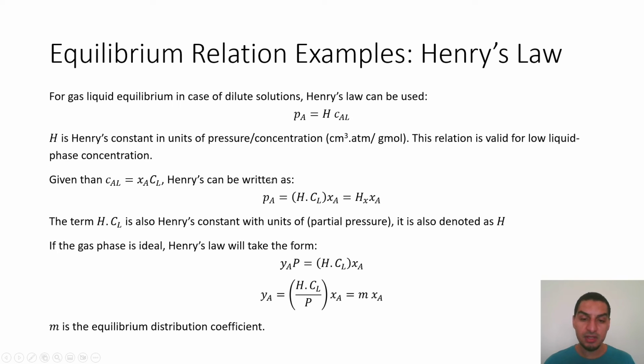And if I have an ideal gas, then I can apply Dalton's law also. So this equation can be rewritten as H_x divided by P_total, which is m, which we call the equilibrium distribution coefficient. And again, this is the relation between mole fraction and mole fraction. So we can write Henry's law in different ways, depending on the units that we have. We can have it pressure versus concentration, pressure versus mole fraction, or mole fraction versus mole fraction. They're all representing the same system.